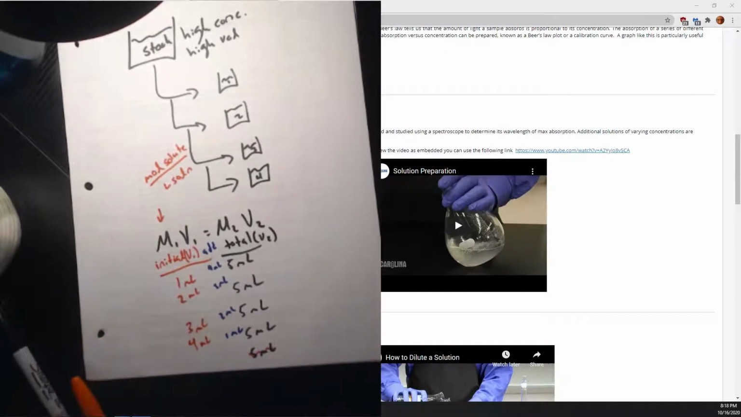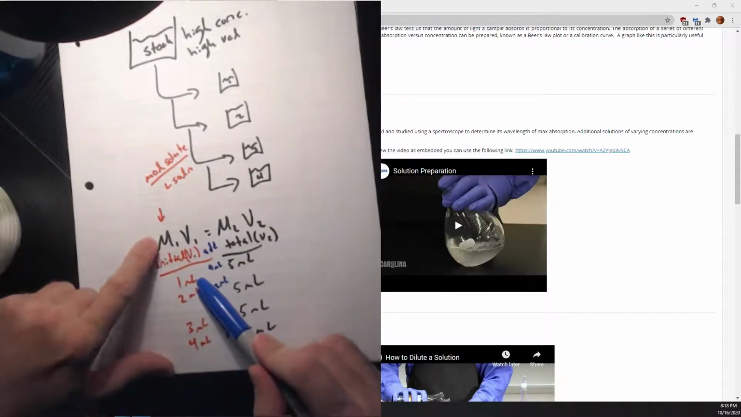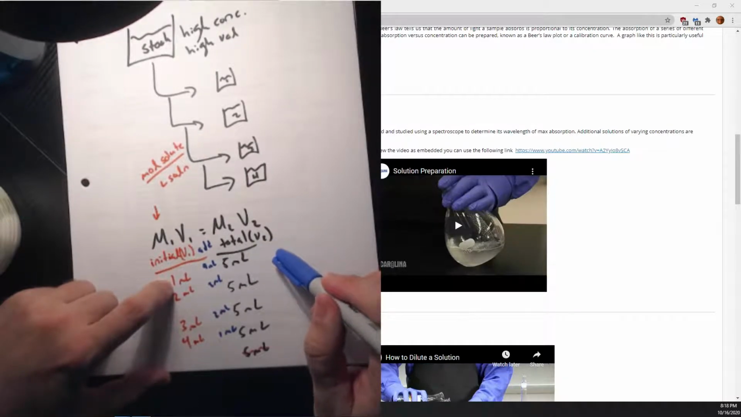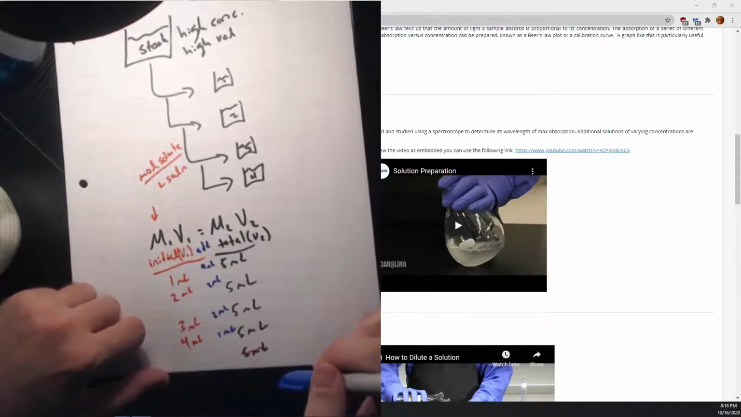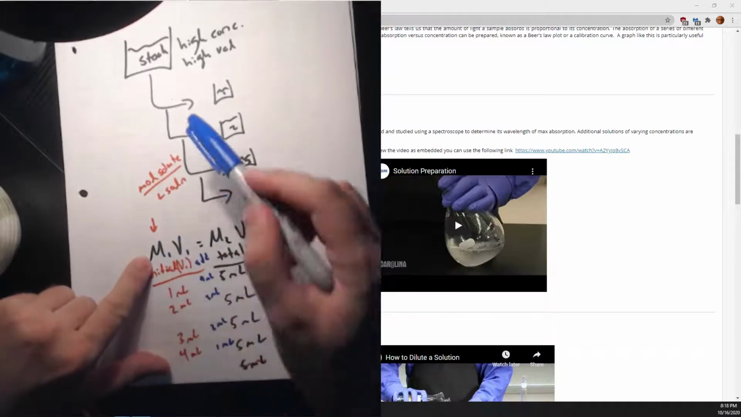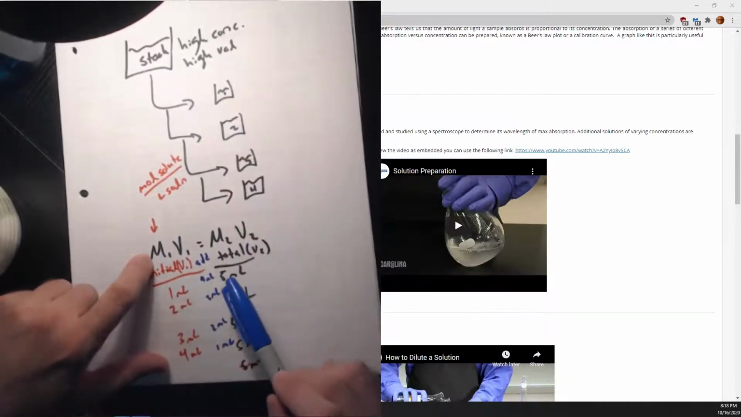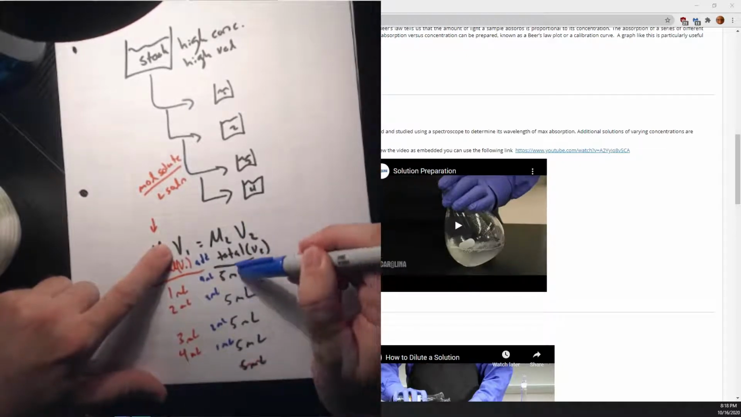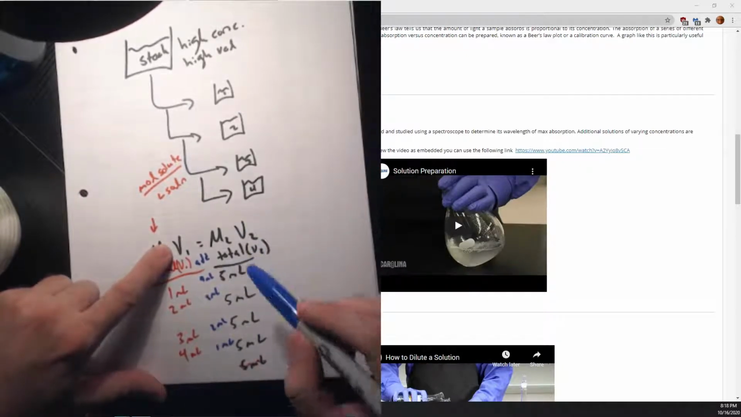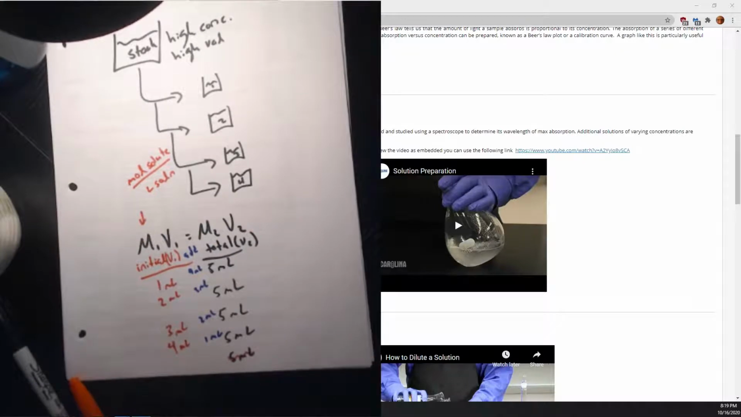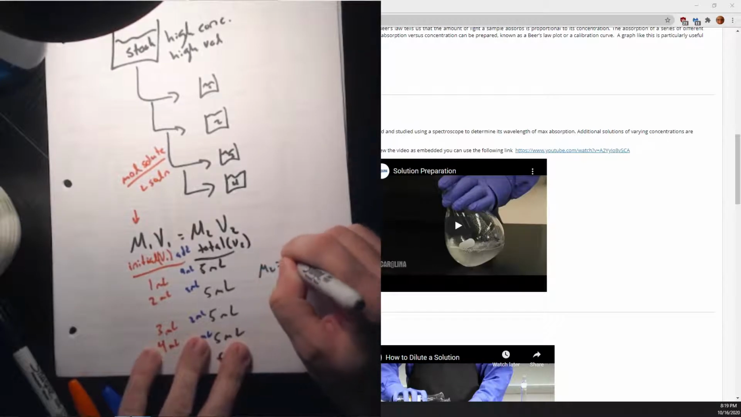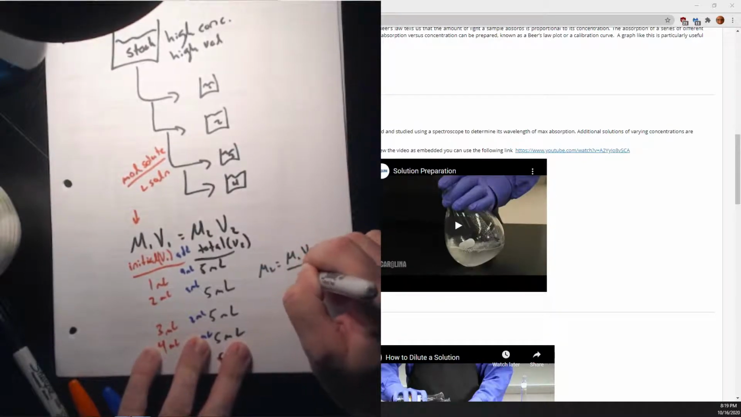And because you're starting with different initial volumes, V1, you're going to end up with different final concentrations based on V2. So you'll know the initial concentration of your stock solution, and you'll know the initial volume, that's what you started with. You'll know your final volume, that's what you end with. So you'll be able to find your final concentration, M2. You just rearrange this and you get M2 equals M1 V1 over V2.